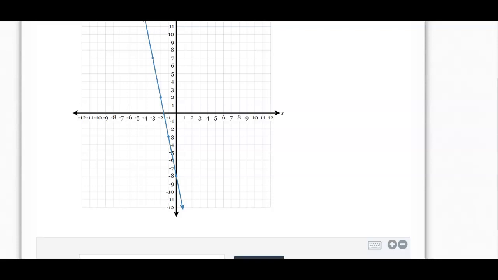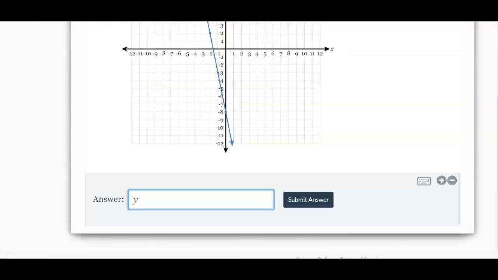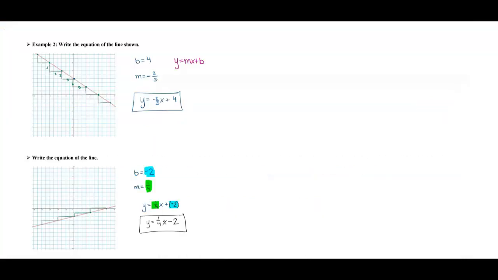First thing I see is definitely a negative slope. So I'm going to start typing in the box y equals a negative something. Then I'm going to count my rise and run to find the slope. If I start at this point here, I'm going to go down 1, 2, 3, 4, 5 over 1. So that's a negative 5x. My y-intercept is down here at negative 8, so minus 8. There we go. Let's go back to the notes.